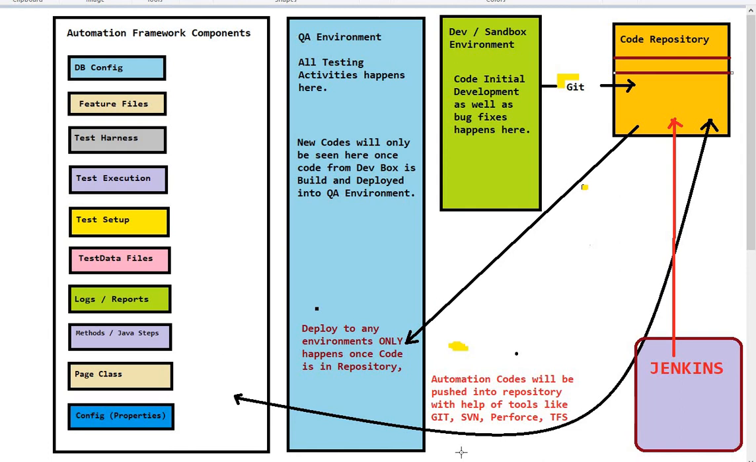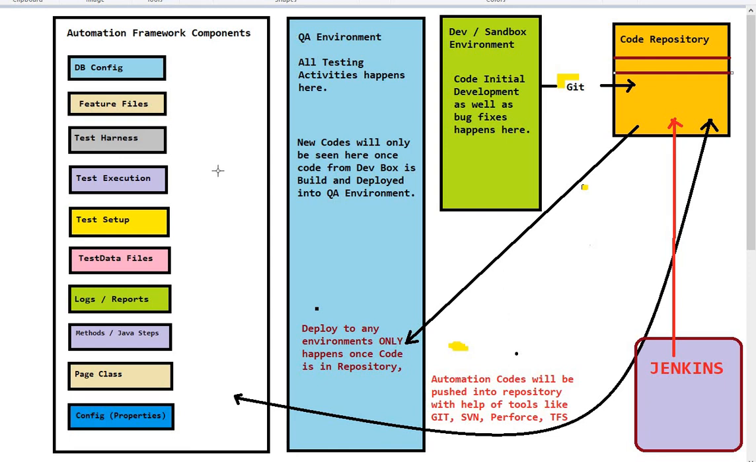Let's say everything is done properly and you push the code. Now the code repository has the most current version of the code for the entire framework. It will have everything that your package has. Once it is there, Jenkins is going to read it. Jenkins not only does testing activities, it also helps do the build and deploy for the codes to different environments.